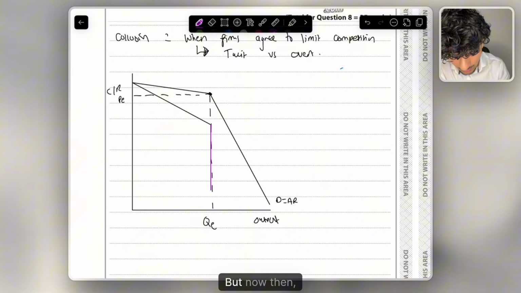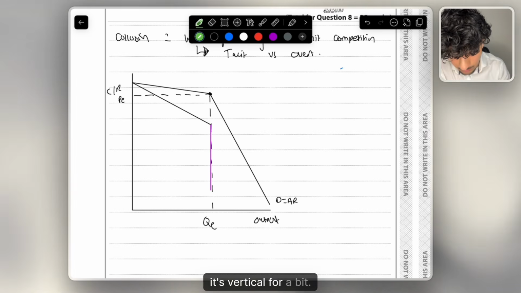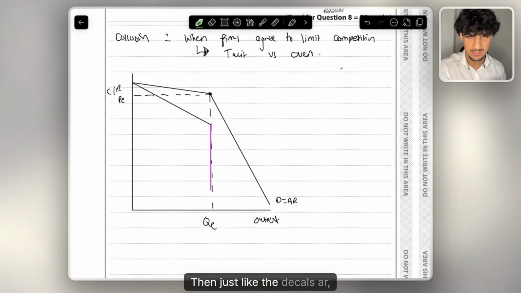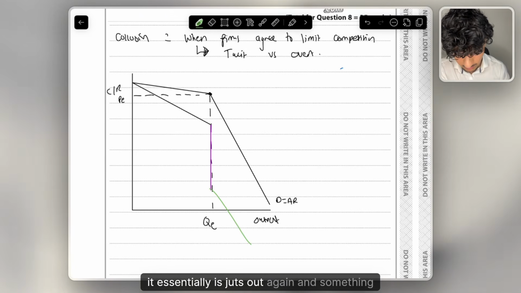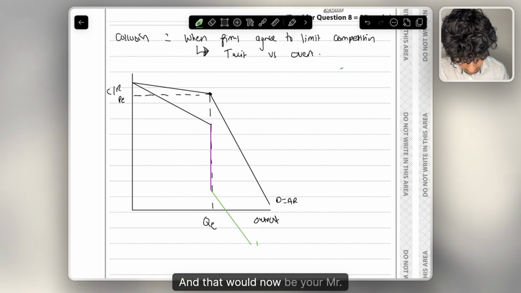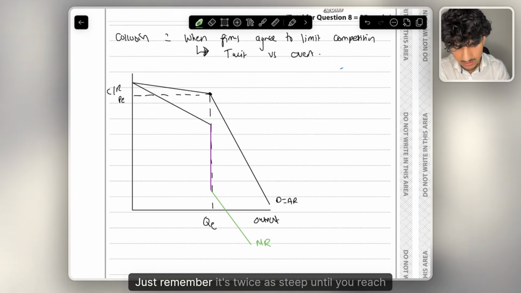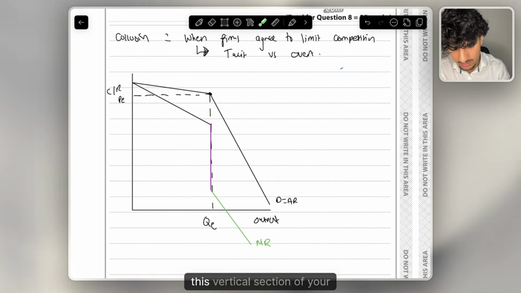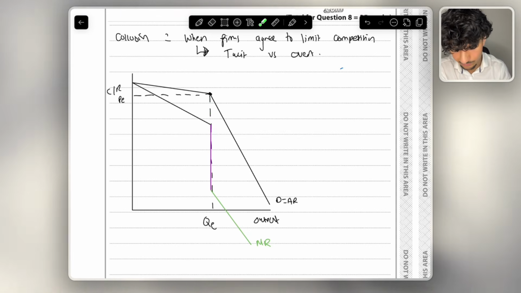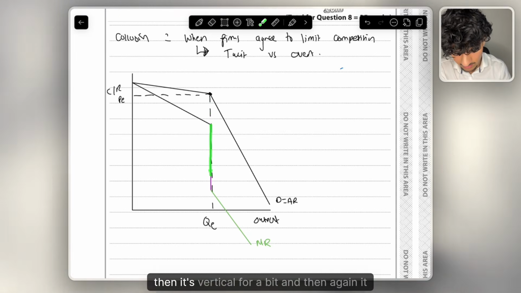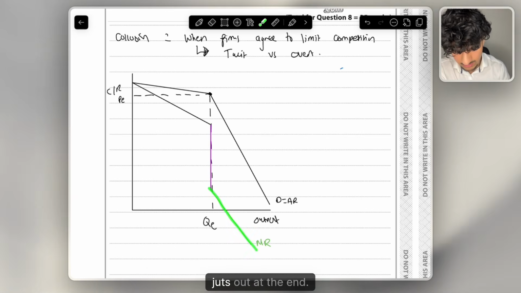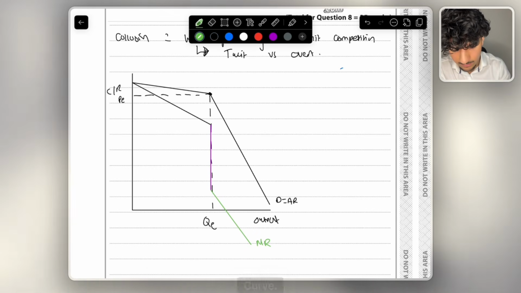This is a bit weird. But now, like I said, it's vertical for a bit. But now what happens at the end? Then just like the D equals AR, it essentially just juts out again, something like that. And that would now be your MR curve. Just remember, it's twice as steep until you reach this vertical section, basically the equilibrium. Then it's vertical for a bit and then again, it juts out at the end. And that is your MR curve.